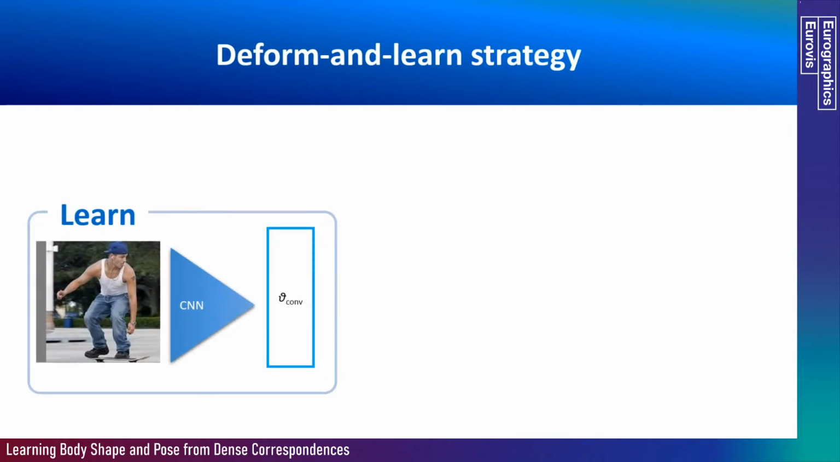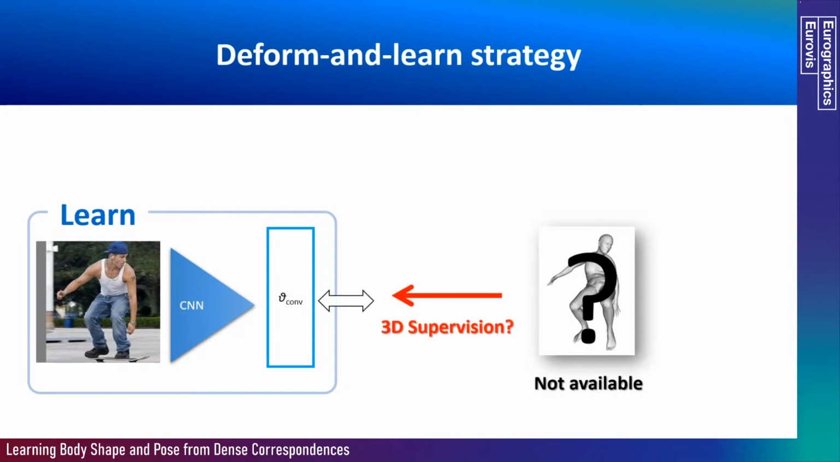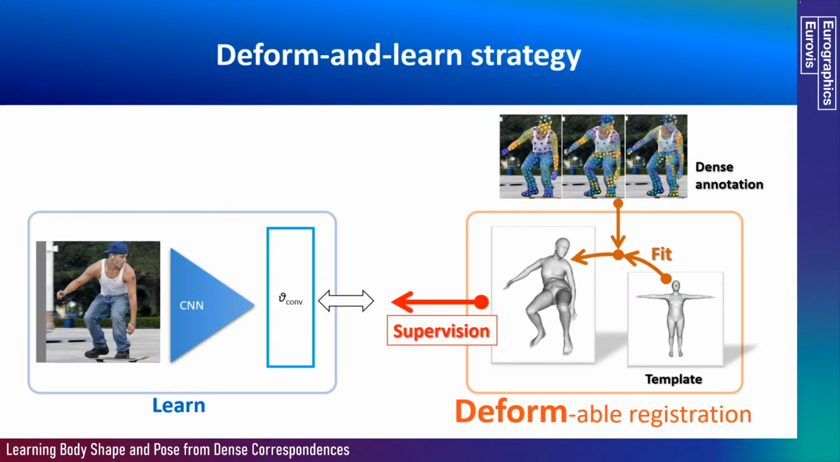Let us next explain the Deform and Learn strategy. The goal is to learn a model that can predict body parameters such as shape, pose, and camera from a single image. The straightforward approach is to give 3D supervision, but this is in practice not possible in the wider setting, since the ground truths of 3D shape and pose are not available. Instead, we first reconstruct 3D humans by fitting a template model to dense annotations using deformable registration. This is used as supervision for training deep neural networks.